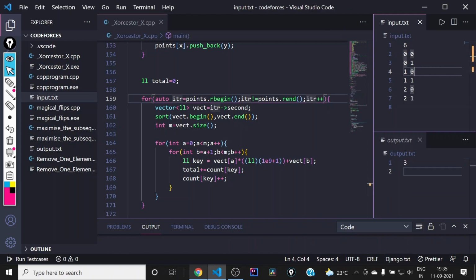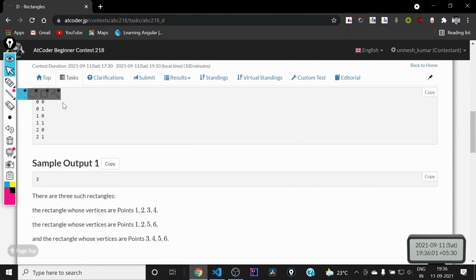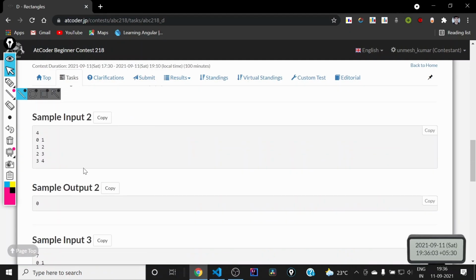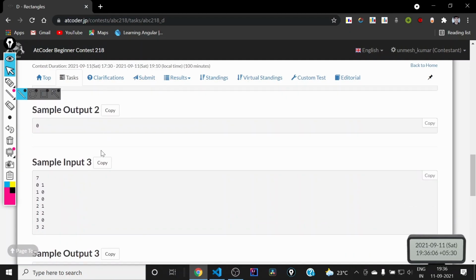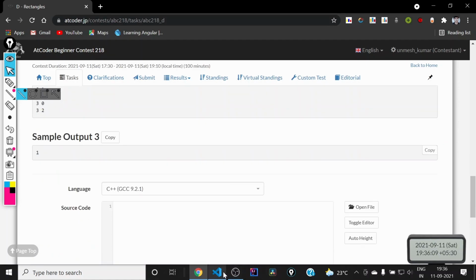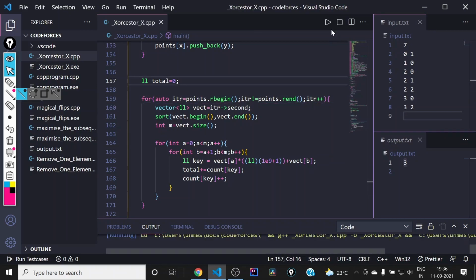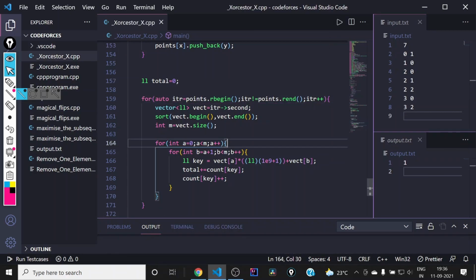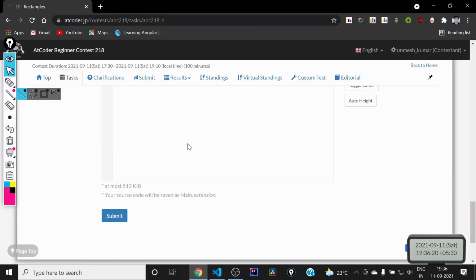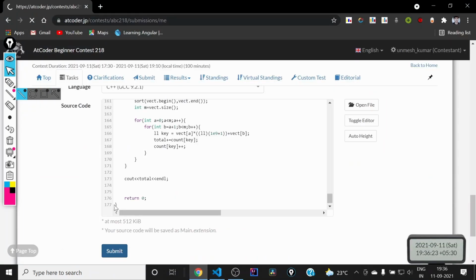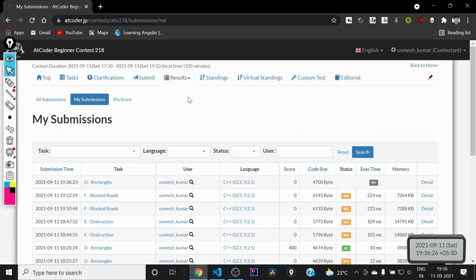Yeah, so this is a sample test case, and its answer is coming out to be 3, and in the problem itself the answer is 3. So we can try this also. The answer should be 1 for this problem. Yeah, it is coming 1. So we can submit it. Yeah, it got accepted. So thank you guys.